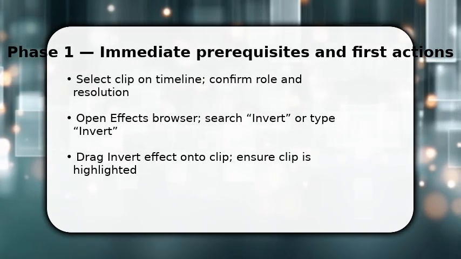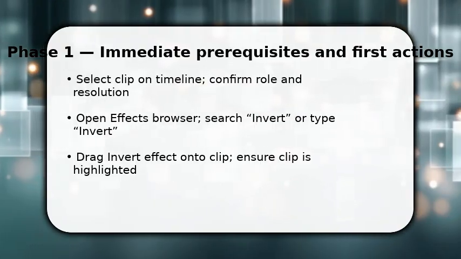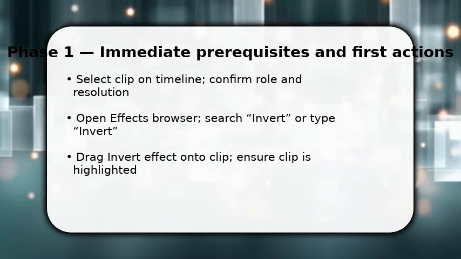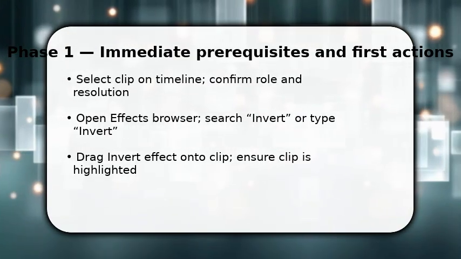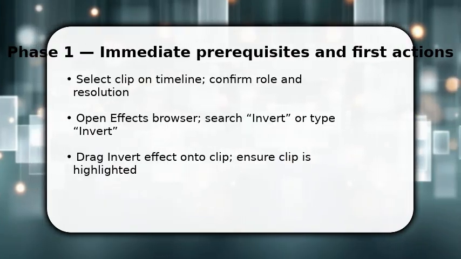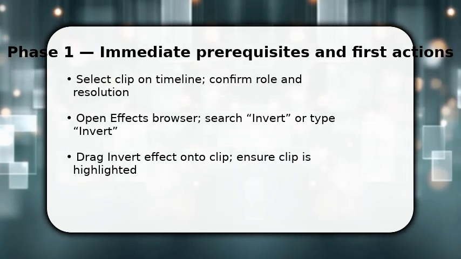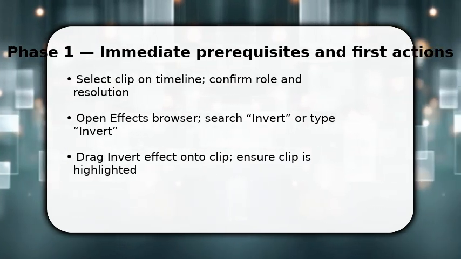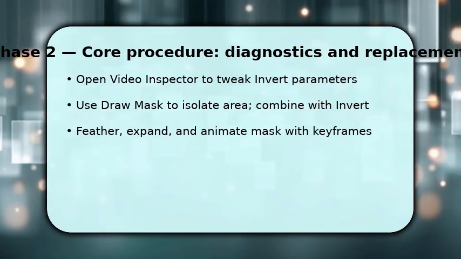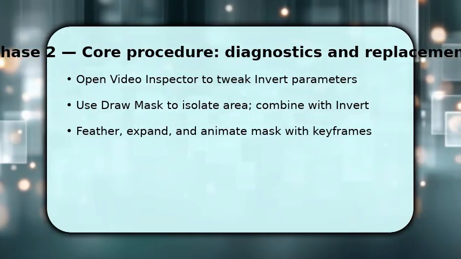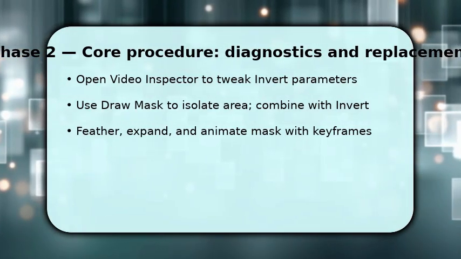Once applied, playback will immediately show the reversed luminance and color channels, which is useful to check the result before any adjustments. If nothing changes, verify the clip is still selected. Once the effect is on the clip, go to the video inspector to control parameters and choose which channels to invert. You do this to preserve skin tones or highlights.